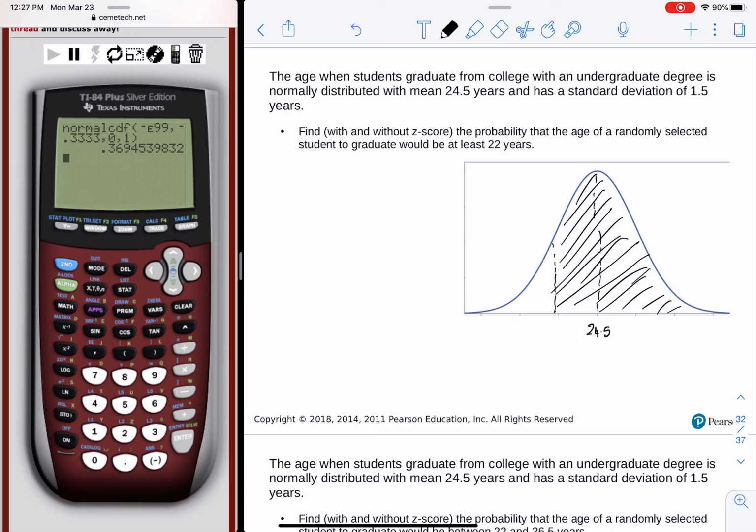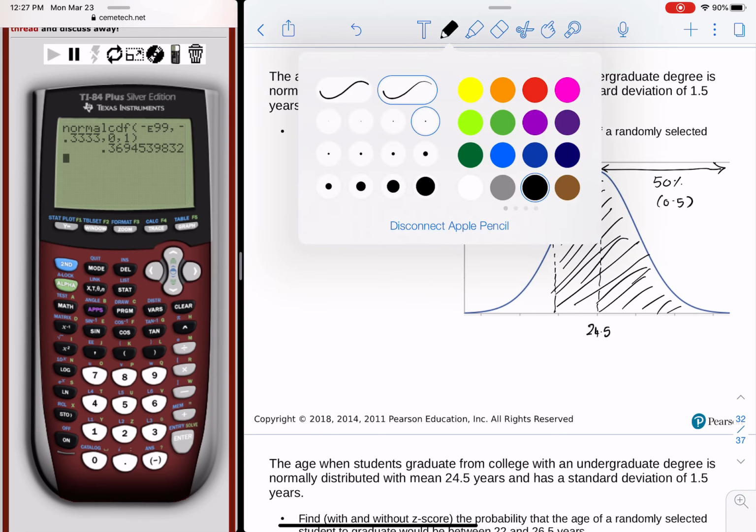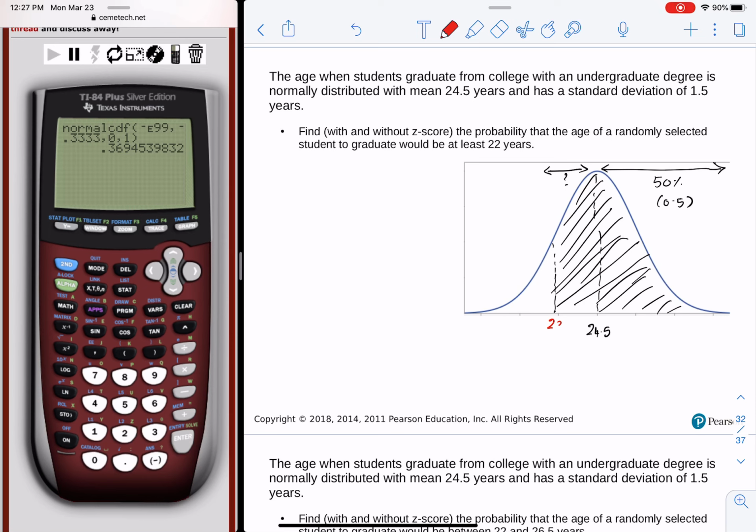Even before we start the problem, we have to realize that the area above the median is 50%. In other words, the probability is 0.5. And we are adding a bit of area to what we already have. So whatever answer that we're looking for has to be bigger than 0.5. And here the area starts at 22, so that would be our lower endpoint. It ends at infinity, or E99, that would be the upper endpoint.